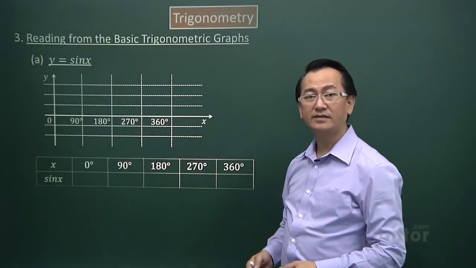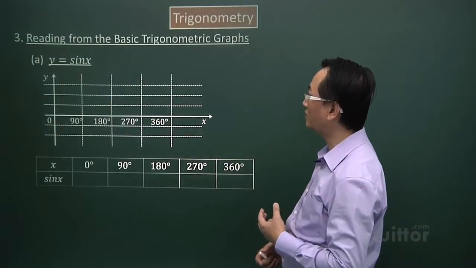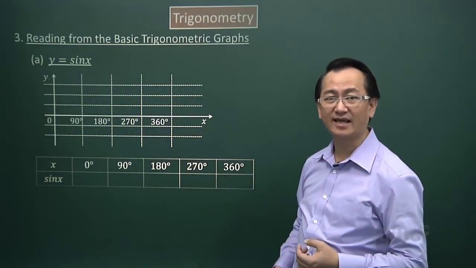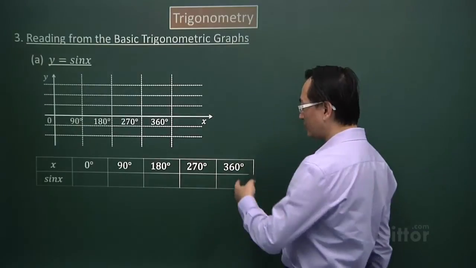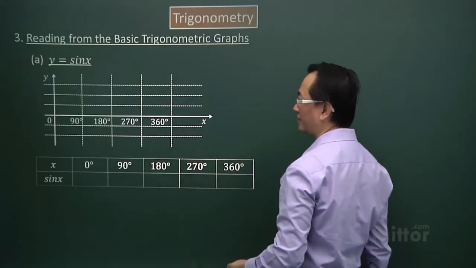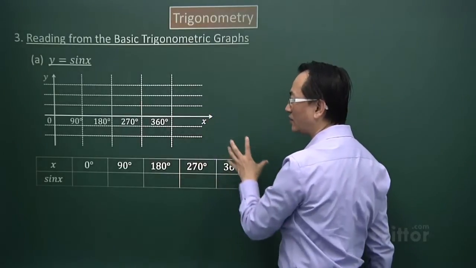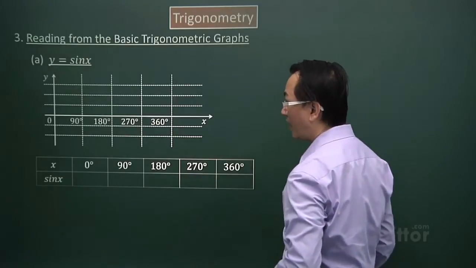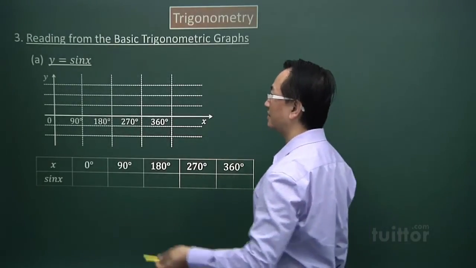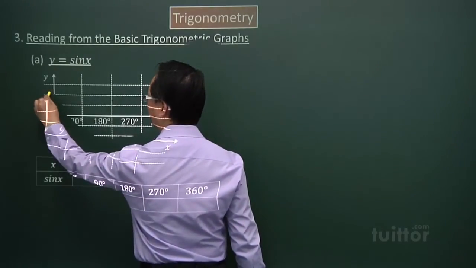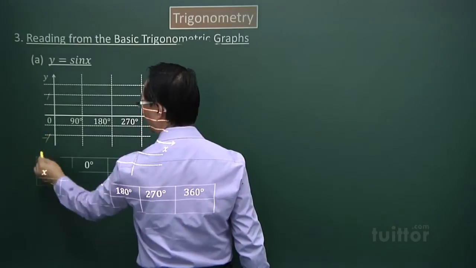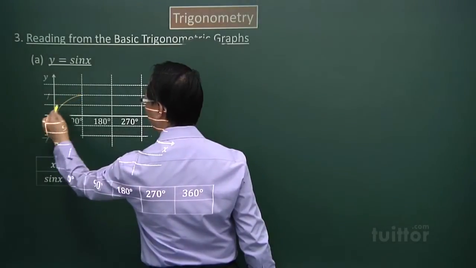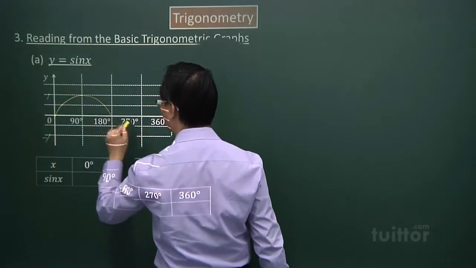For part 3, then we look at the basic trigonometric graphs. So the first one that we want to look at is y equals sine x. Now these are the values that we can find, or we can use the graph to help us remember those values. So y equals sine x. If I take this as 1 and this as negative 1, here is how the sine graph will look like.